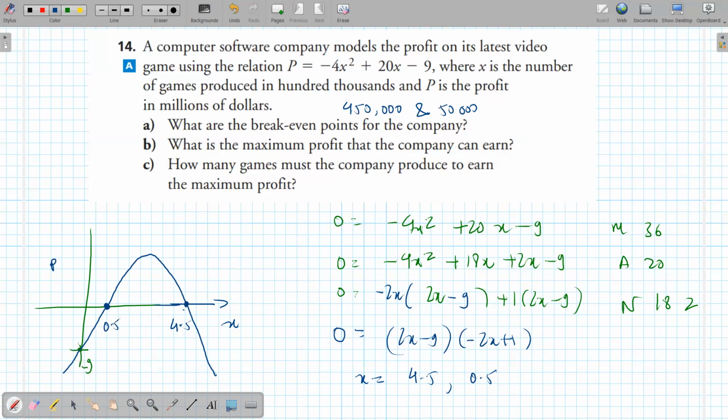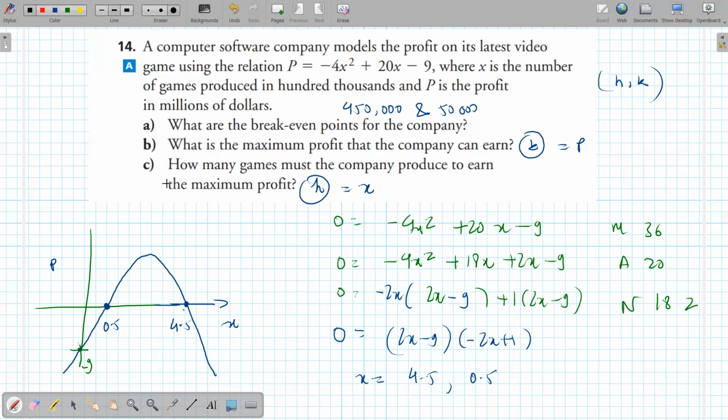B, what is the maximum profit the company can earn? Now what is it asking us? The vertex, right? Actually, B and C are both asking us for the vertex. B is asking for the k value, which is the y value, and C is asking for the h value, which is the x value. Remember, vertex is always h comma k. That's the general notation.